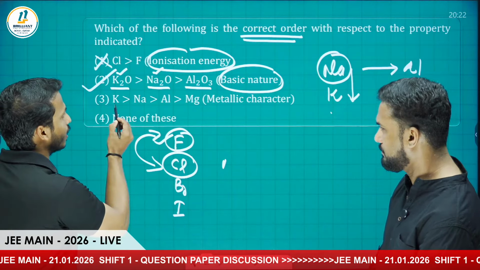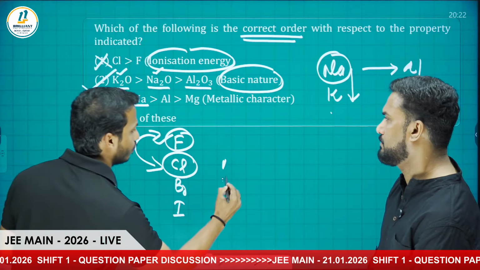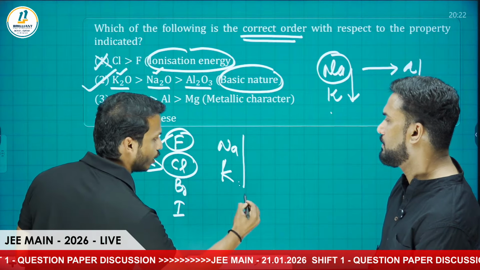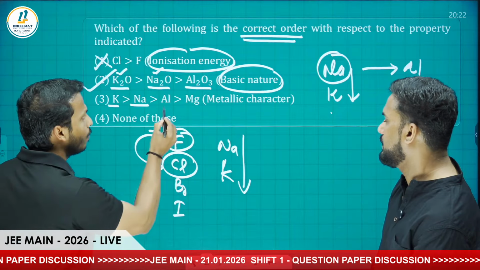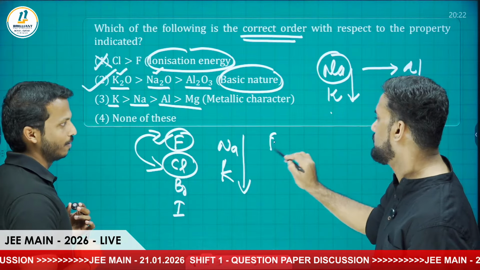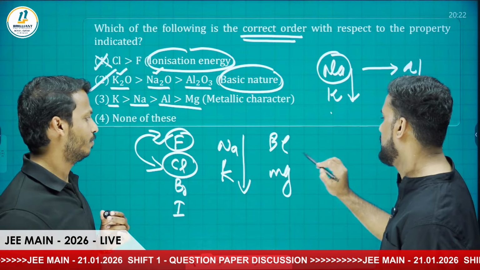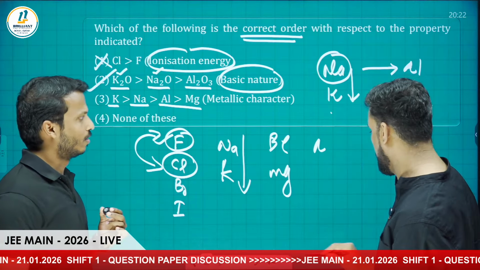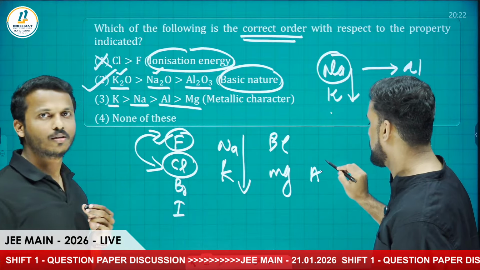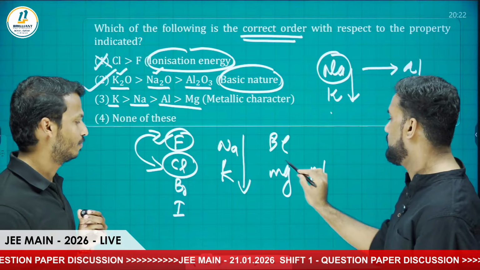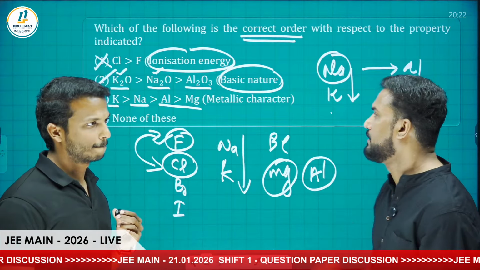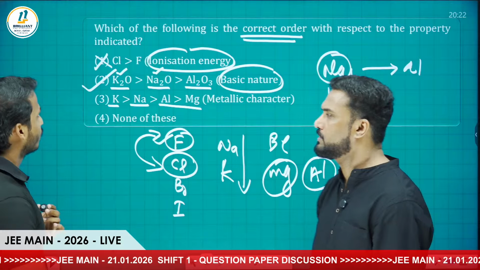Coming to metallic character, sodium and potassium are okay: down the group, metallic character increases. But the mistake here is in beryllium, magnesium, and aluminium, and boron, aluminium. Magnesium has more metallic character, so when you compare magnesium and aluminium, that order is wrong. So we reject that one.